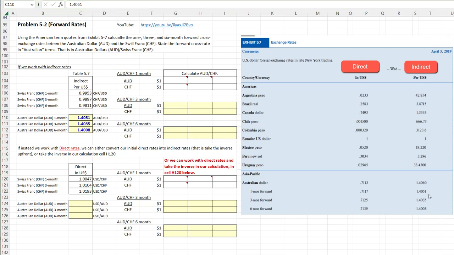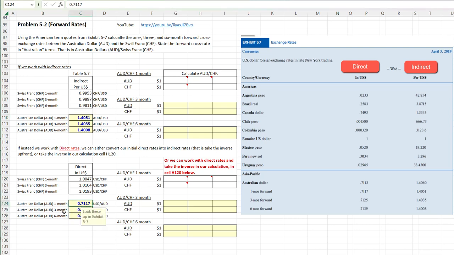The indirect exchange rates, forward rates, are 1.4051 Australian dollars per US dollar in 1 month, 1.4035 in 3 months, 1.4008 in 6 months. As with the Swiss franc, we can see the US dollar is getting weaker relative to the Australian dollar. We will be able to purchase fewer Australian dollars in 6 months than we can in 1 month. And of course, we will see the same thing if we look at our direct quotes.